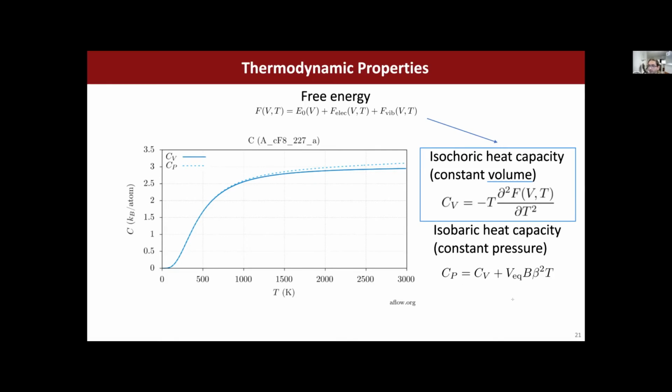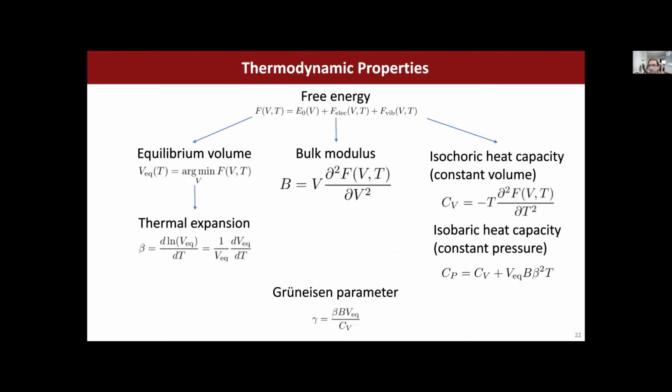But here, when you're using QHA, since you have information on equilibrium volume, bulk modulus, and thermal expansion, you can actually do a correction and extract heat capacity at a fixed pressure. Both of them for carbon in a diamond structure are plotted on the left. And here I want to give you a short recap of properties we can extract.